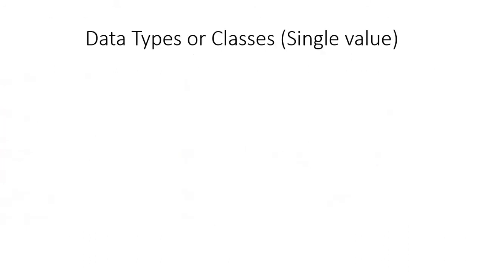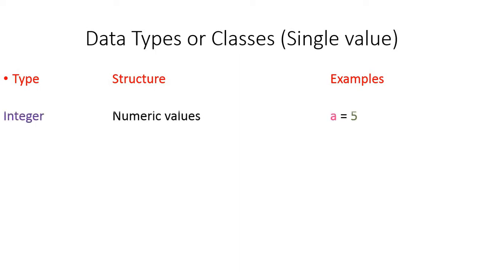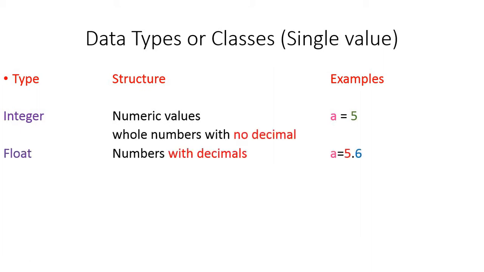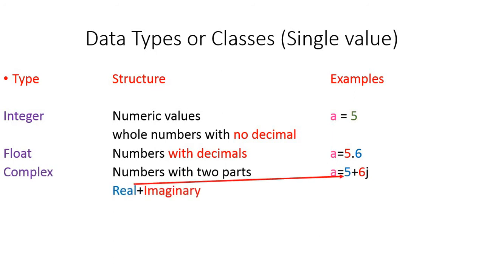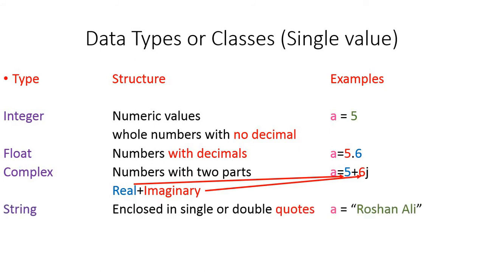Data types or classes. Here I'm talking about single values, not multiple values. I have given 3 columns here. One is the name of the type of the data, then what will be the structure, and then examples. For example, the first data type I'm going to tell is integer. And then the second is float. The third is complex. The fourth one is the string data type, and the fifth one is logical or Boolean data type.